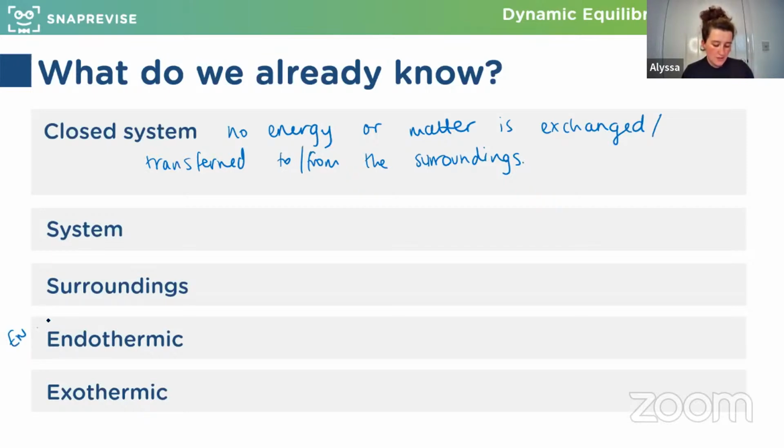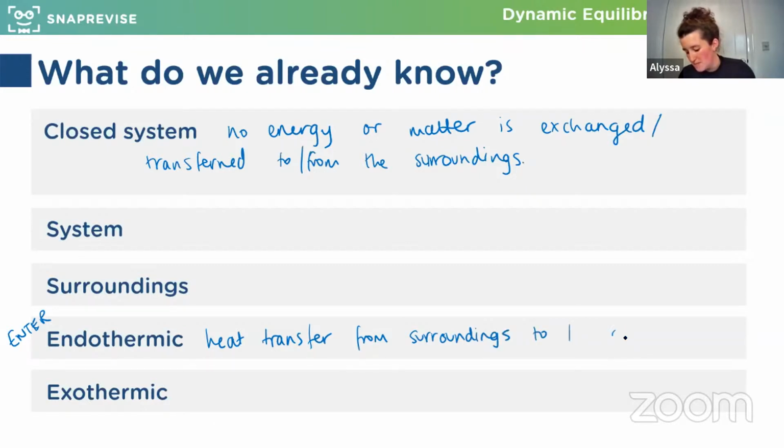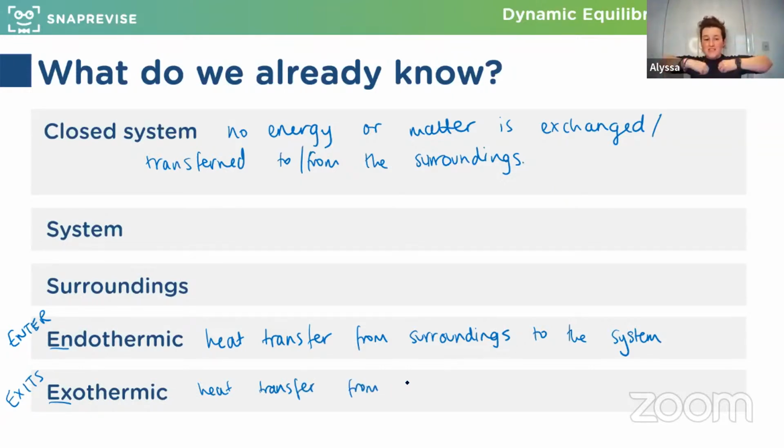N-E-N for enter. So energy enters the system is the way that I remember it. So endothermic is an overall heat transfer, heat energy transfer from the surroundings, entering the system into the system. So from the surroundings to the system. Well done if you got that right. And then exo, so that's endo, exo, energy exits. So there is a heat transfer from the system to the surroundings. Energy exits the system. Really well done if you got that right.